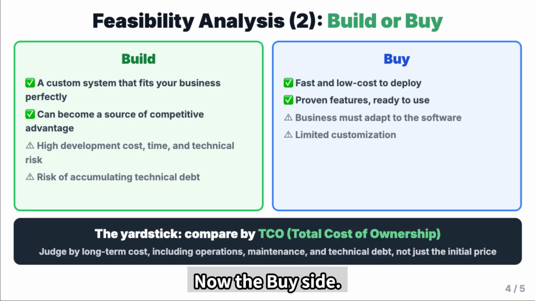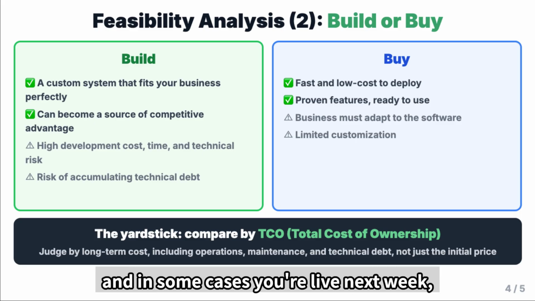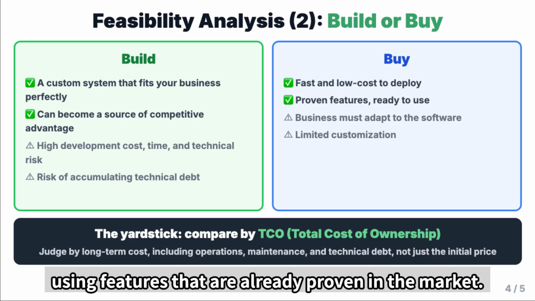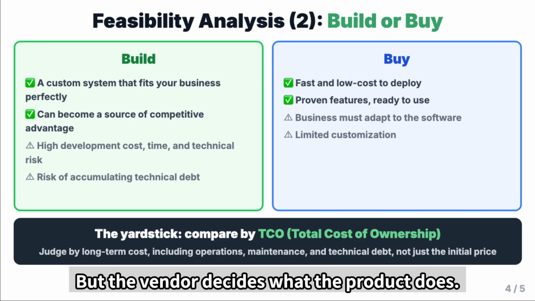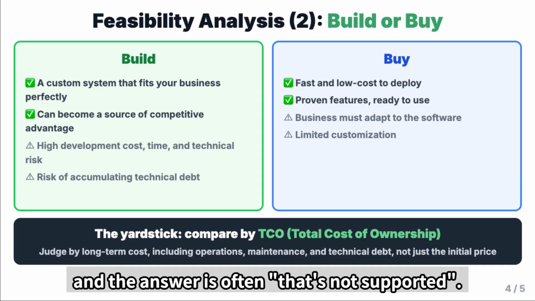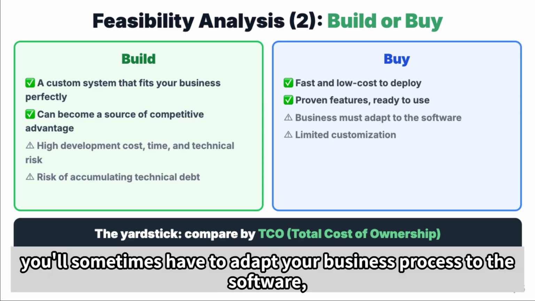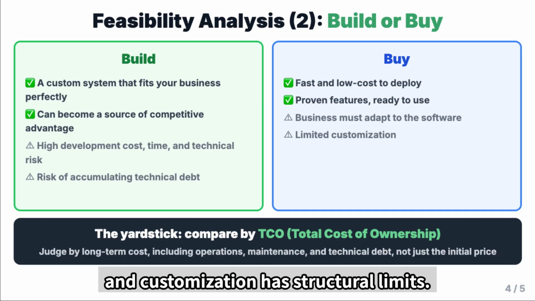Now the buy side. Deployment is fast and the cost is easy to predict. Sign the contract today, and in some cases you're live next week, using features that are already proven in the market. But the vendor decides what the product does. You ask, can we change this part? And the answer is often, that's not supported. As a result, you'll sometimes have to adapt your business process to the software. And customization has structural limits.